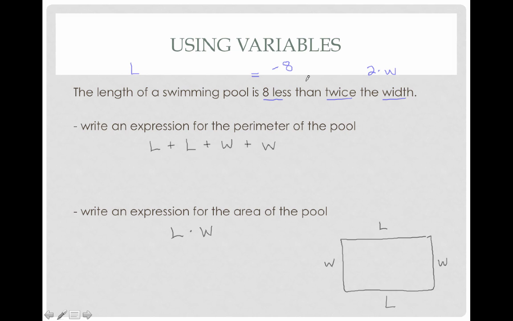Now if I put all that together in an equation now, the length is twice the width, but it's 8 less than that, so minus 8. And there we go. Now we have an expression that is equal to the length. And so I can replace the length with 2w minus 8. It's the same thing, twice the width minus 8.